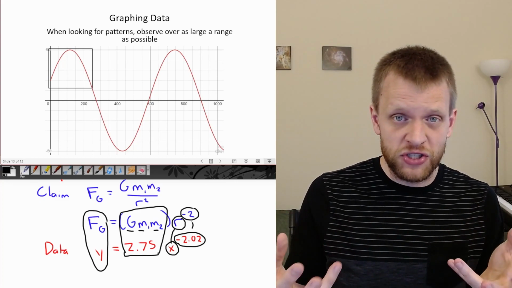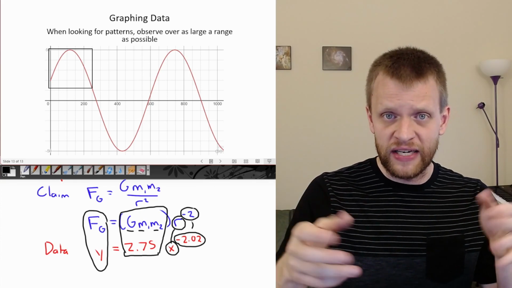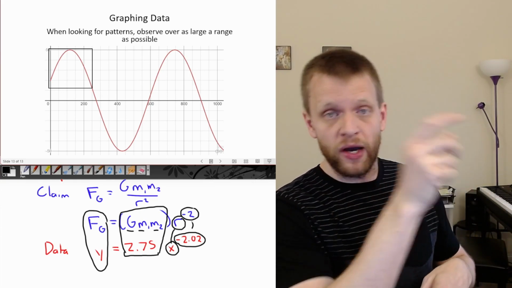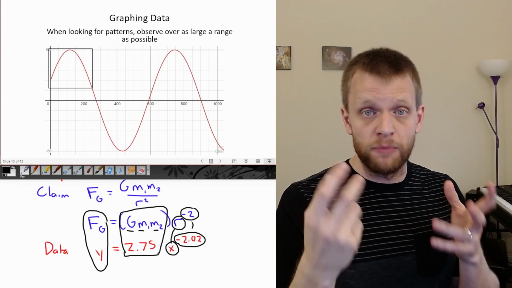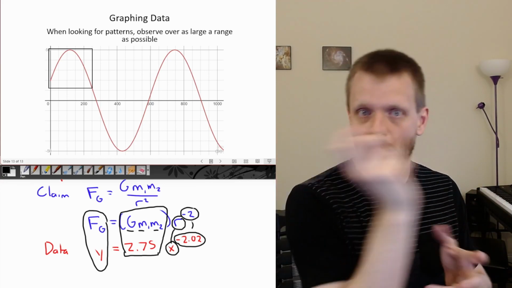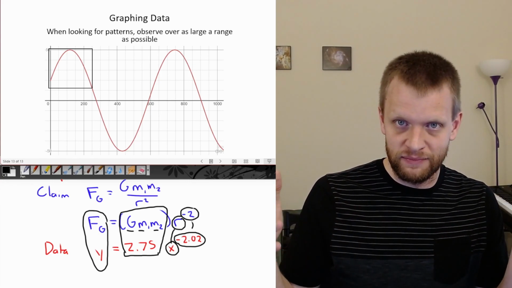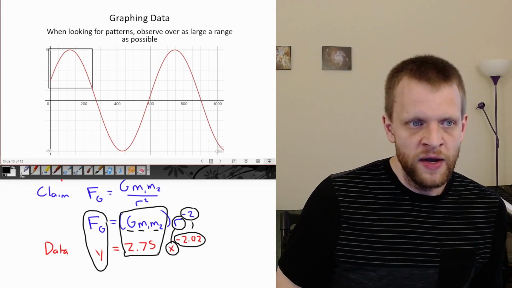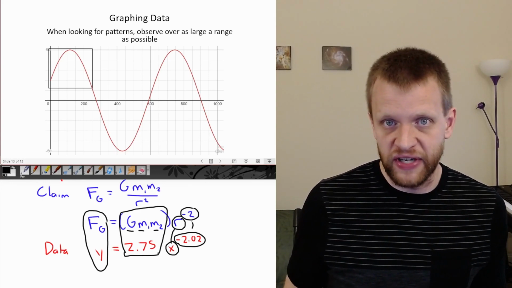Again, depending on your experimental setup, there might be limitations on how wide a range I can take. For example, if I'm throwing objects and seeing how far they move before they hit the ground, there might be a limitation to how hard I can throw the object. So I might not be able to get an unlimited set of data. But when we're doing these measurements, we want to try to get as large a range of data as possible.